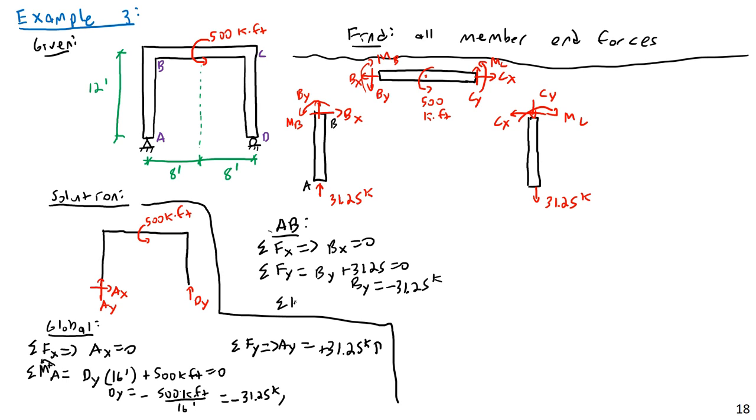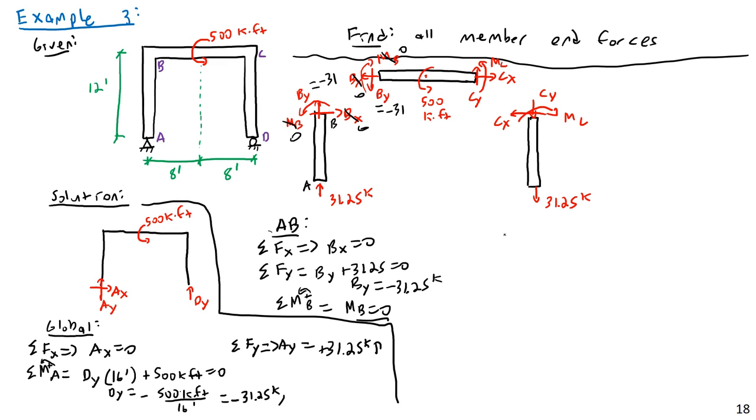Then I can do a summation of moments. Let's do a summation of moments about, well, it wouldn't really matter whether we did A or B, but let's just say B. Well, this is interesting because Bx is zero, and neither of the vertical forces will generate any moment about B because their line of action passes through there. So I just have MB, and that's it. MB is just equal to zero. And this one is equal to negative 31.25. Just left that out, of course.